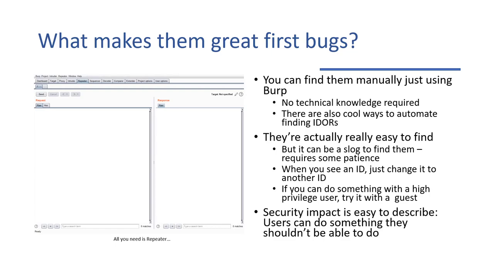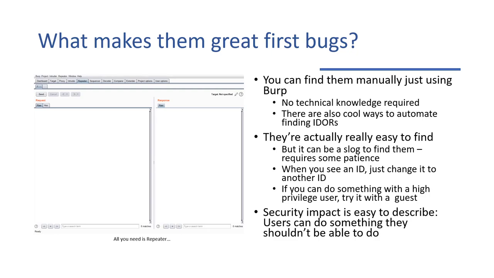So when we looked at business logic errors, we found that a lot of the security impact can be difficult to describe, because essentially you're trying to convince them that this is a problem. But really, when we look at IDORs, they're a lot easier to explain, because a user can do something they shouldn't be able to. There is some kind of loss of data integrity there.